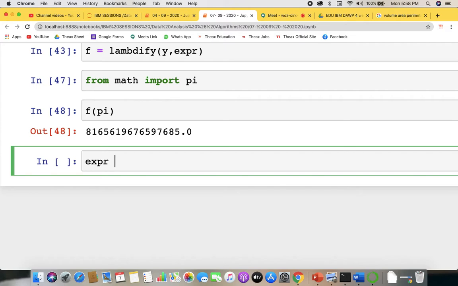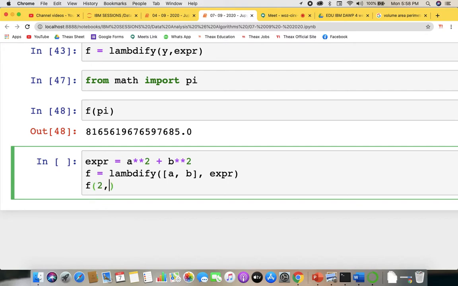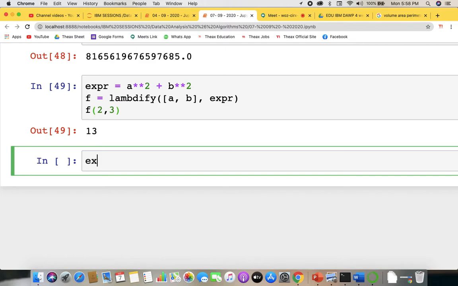It was quite messy, right? So let's take a good one. This is a square plus b square. Let f be lambdify, and I give the arguments as a and b, and then which expression it is to be evaluated on. So first you write the arguments you want, and then you write the expression. Then you write the values, let's say 2 and 3. So you get the values. You write the expression, and it works accordingly.